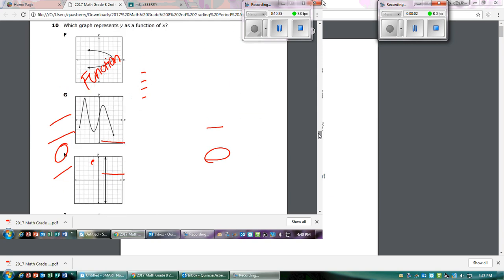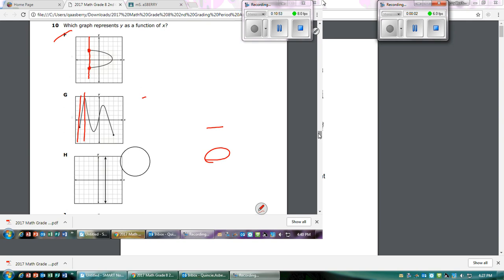Number 10 was really simple, it wants to know if it's a function. So if it's a function, you just do your vertical line test. If I do my vertical line test, oh look, it hits here and here. That's saying my x is repeating, so it can't be F. If I do G, my vertical line test, nothing is repeating. I only have it one time, so yes, that could be a function.